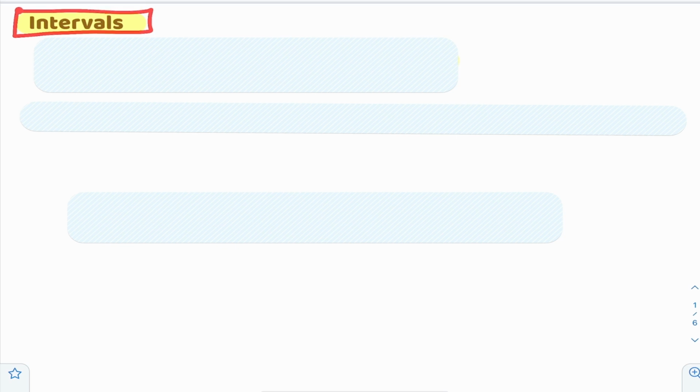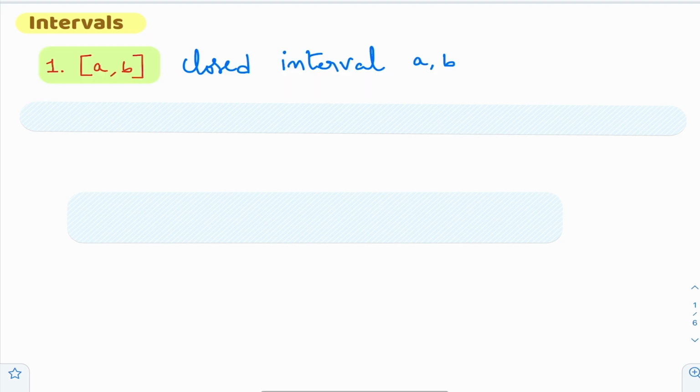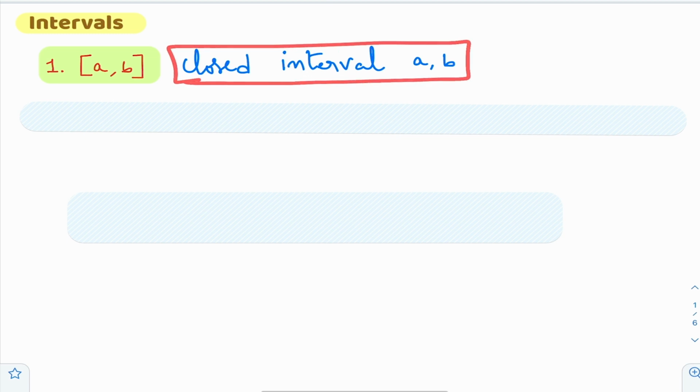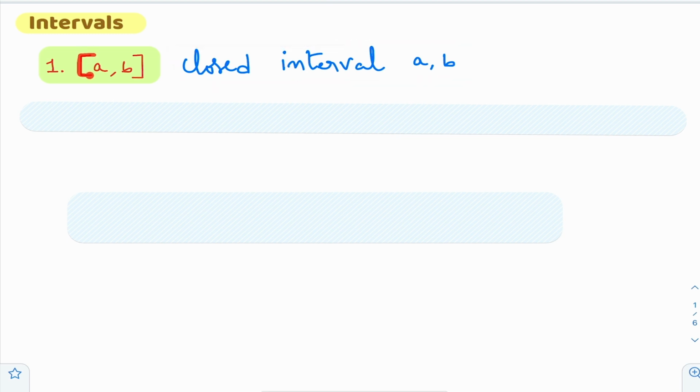In intervals, total 4 types of intervals are there. We'll see one after another what those intervals are. You observe this. This is the first interval. How do you read this interval? We read this interval as closed interval a comma b. Whenever you see this type of brackets, these brackets are known as closed brackets. So how do you read this interval? We read it as closed interval a comma b.